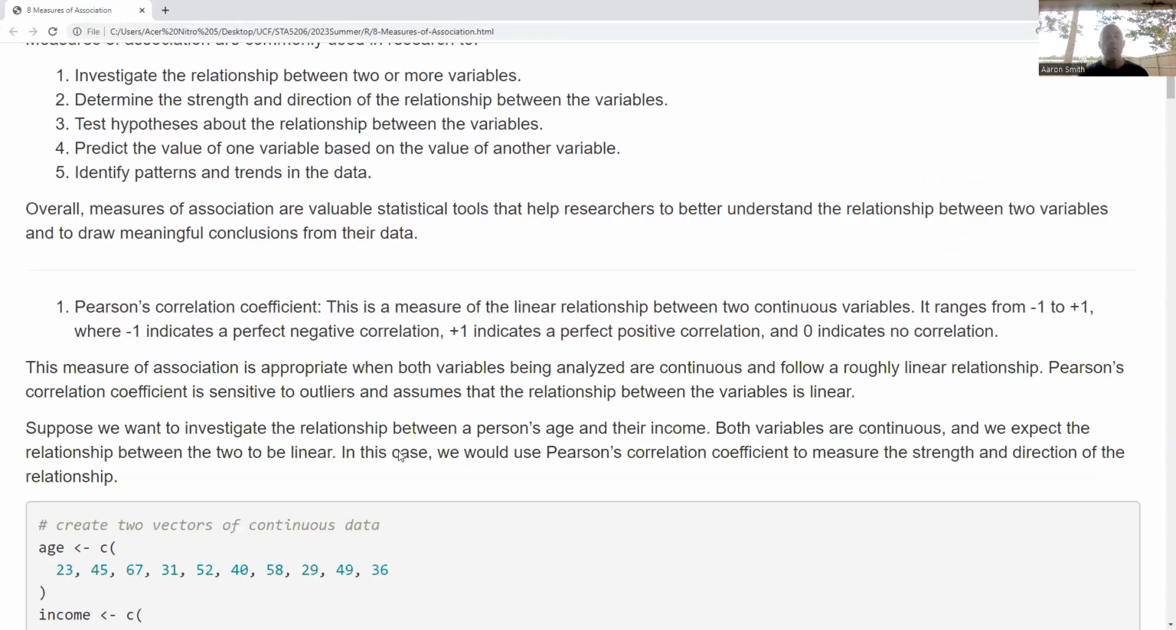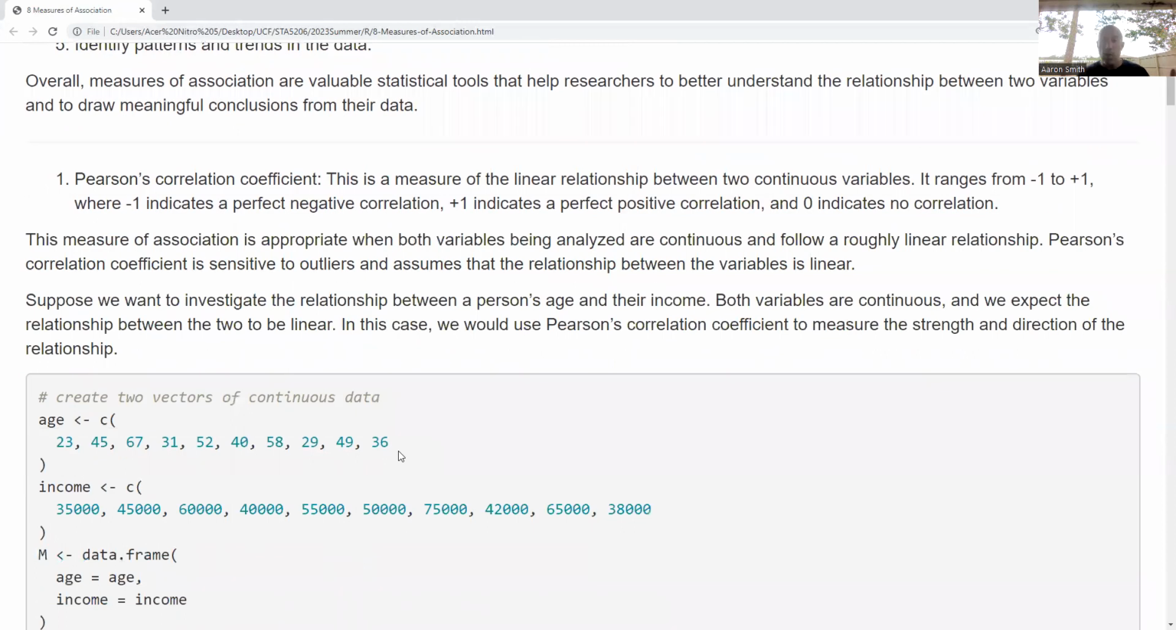All right, so now let's get into some particular measures of association. First one, and this is by far the most common, most well-known, is Pearson's correlation coefficient. If you hear just "correlation," we're talking about Pearson's correlation coefficient. There are multiple ways to measure correlation, but if you hear the word correlation, classically, we're talking about Pearson's correlation.